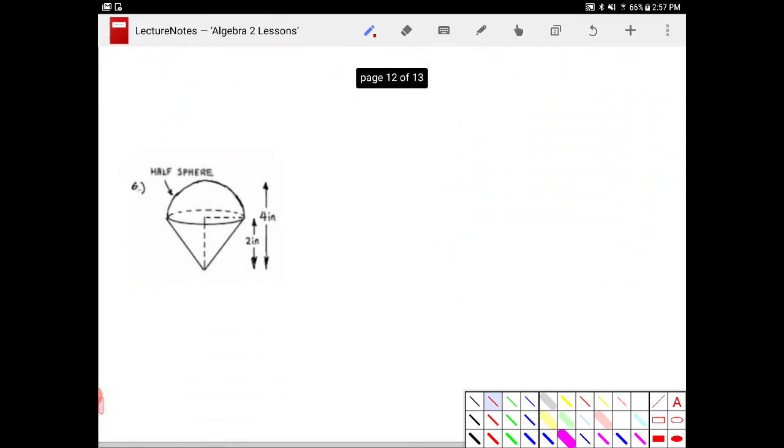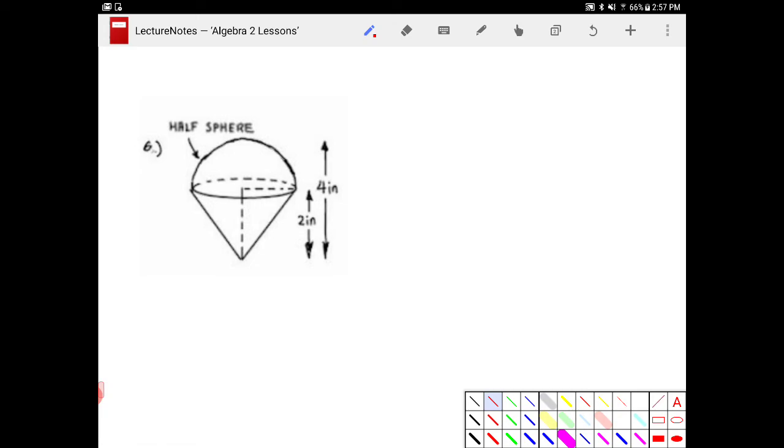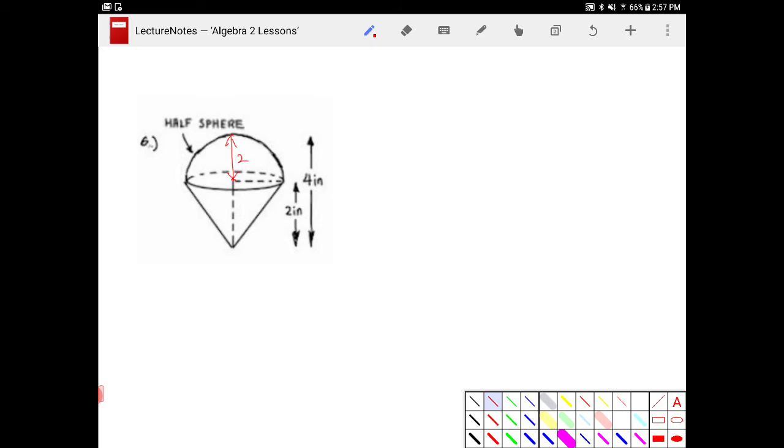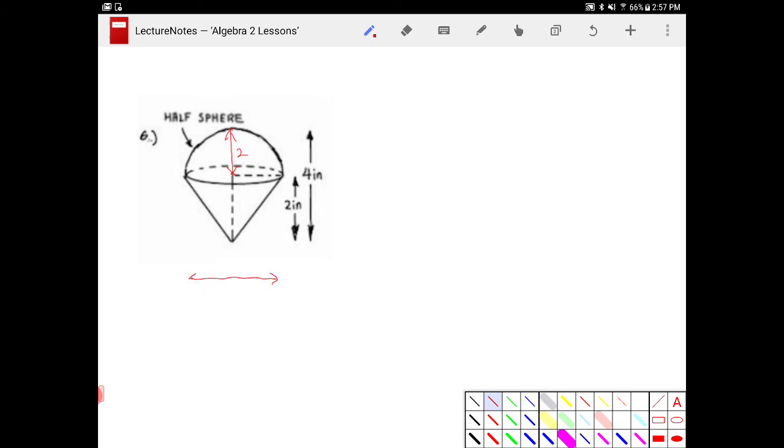All right, let's take a look at the last one. I have a half sphere with a cone, with a right cone. All right, so this tells me that this will be a dimension of 2, which means the diameter of the cone and the hemisphere will be 4. So the volume of this thing, of the hemisphere, will be 2/3 pi times r cubed plus 1/3 pi times r squared times h, which is also 2.